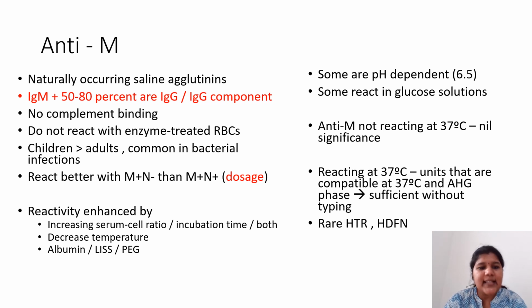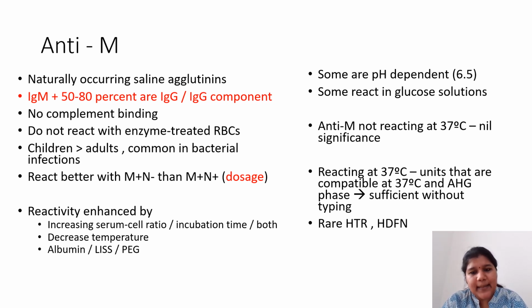Coming to anti-M, it is a naturally occurring saline agglutinin. Both IgM and IgG components are present. They do not bind to complement and do not react with enzyme-treated RBCs. They exhibit dosage phenomena. That is, in a homozygous state, they are stronger than in the heterozygous state. The reactivity of anti-M can be enhanced by increasing the serum cell ratio, increasing the incubation time, decreasing the temperature, and adding potentiators such as albumin, LISS, and PEG.